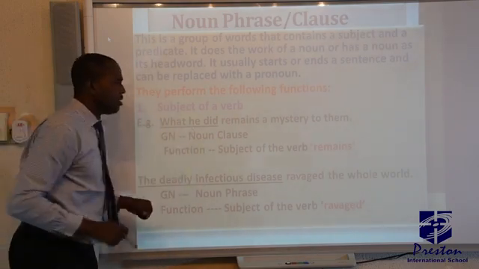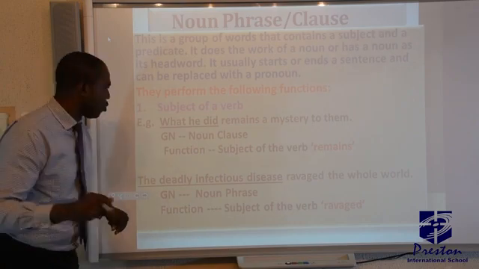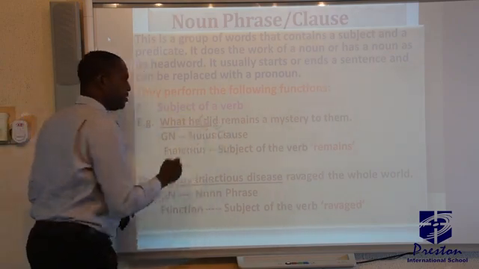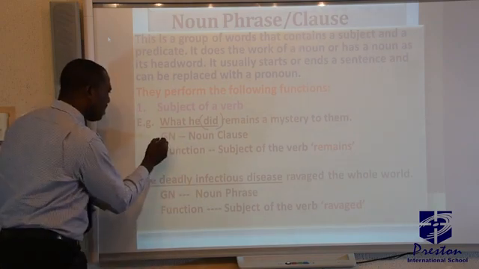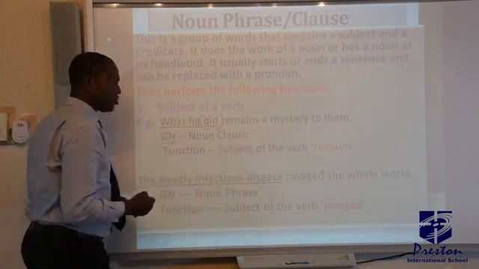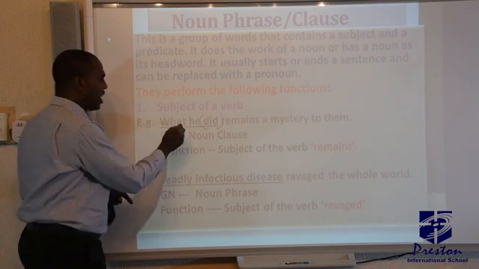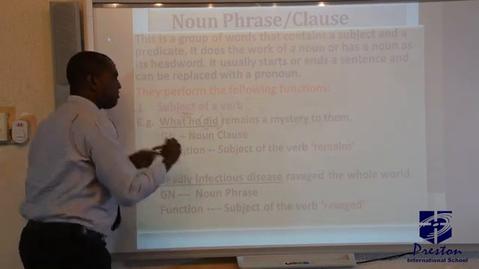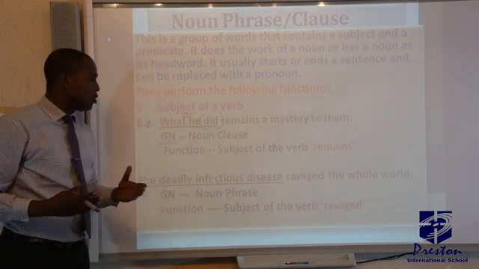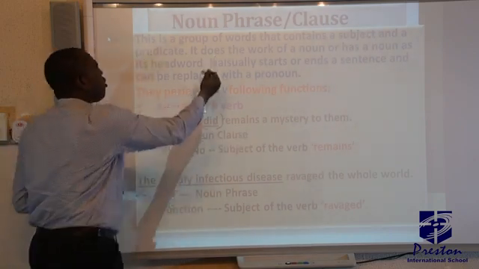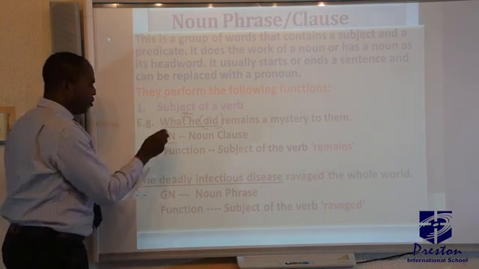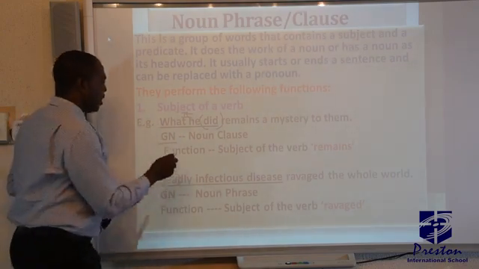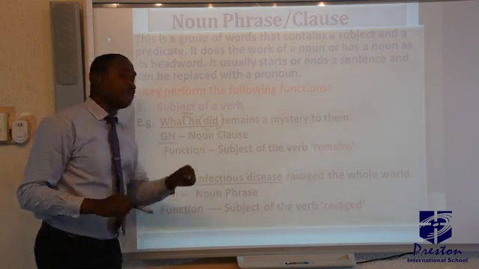What he did remains a mystery to us. Now, if you look at this, it has a verb, did. So that makes it a clause. So the grammatical name here is noun clause. It is noun because you can replace this with a pronoun: it, or something, remains a mystery to us. So if you follow all these tips, you see that what you have here is actually a noun clause.